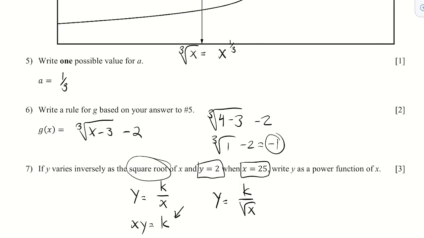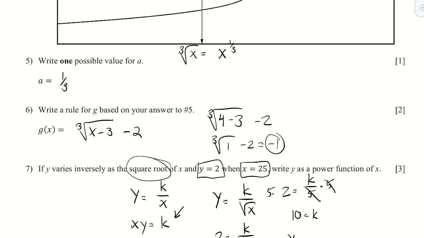Place in my y and my x value, so I'm going to place in 2 for y. I'm going to write k over the square root of 25. And so what I end up getting here is 2 is equal to k over 5. Multiply both sides by 5 to get the 5 from the denominator, and I get 10 is equal to k. So I could write this two different ways.